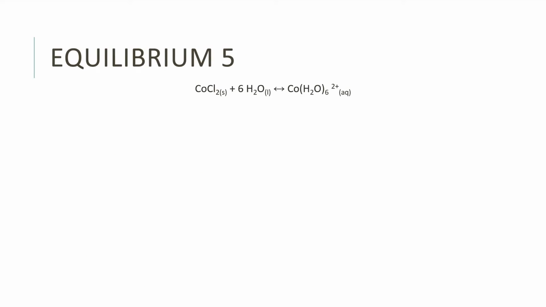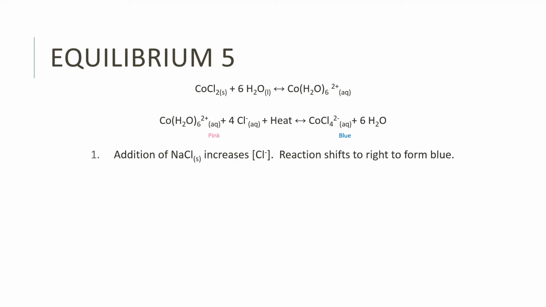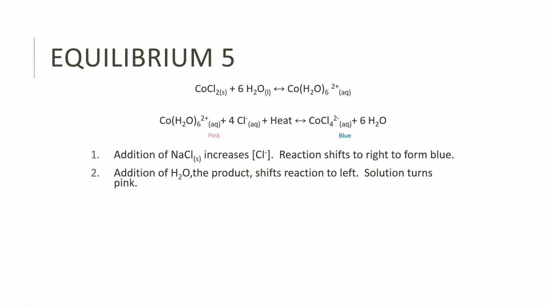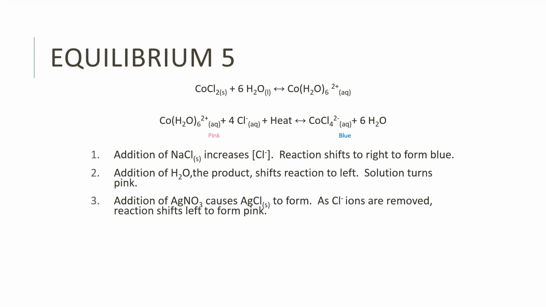Equilibrium 5. The equation shown below is the equation for this equilibrium reaction. From the addition of sodium chloride, the concentration of chloride increases. The reaction shifts to the right to form blue. From the addition of water, the product, the reaction shifts to the left, resulting in a pink solution. From the addition of silver nitrate, which causes silver chloride to form, the chloride ions are removed and the reaction shifts left to form pink.